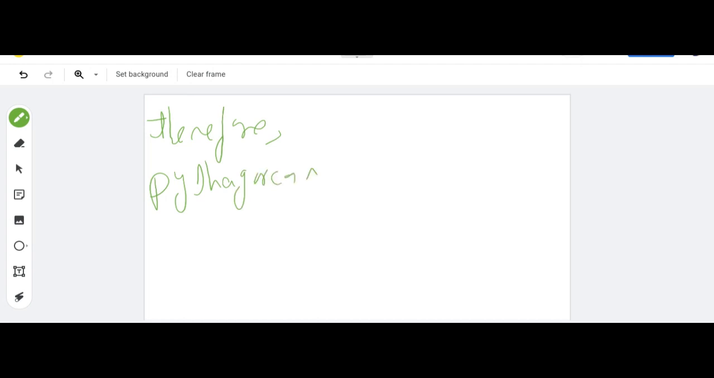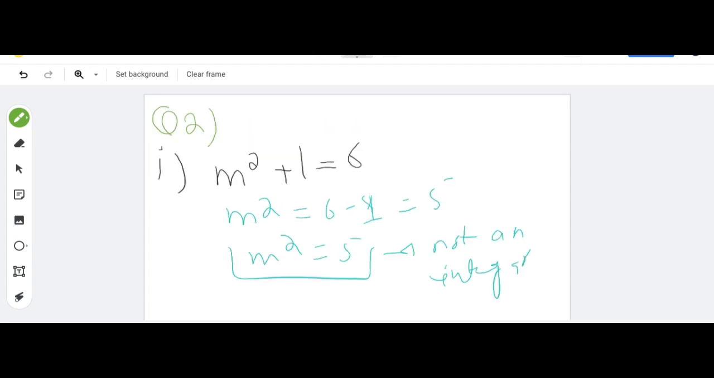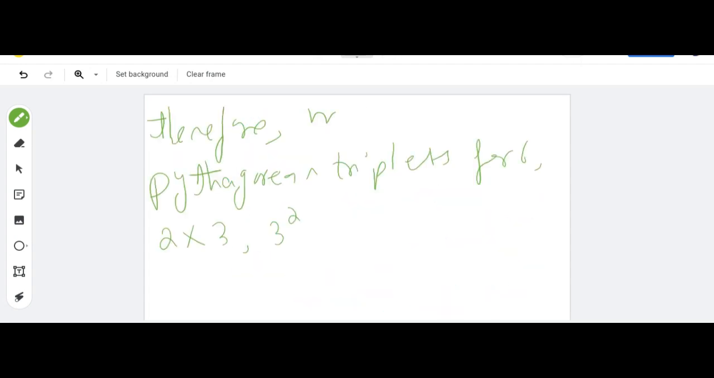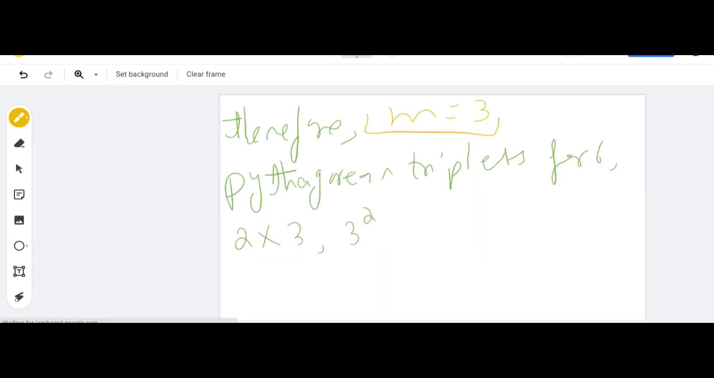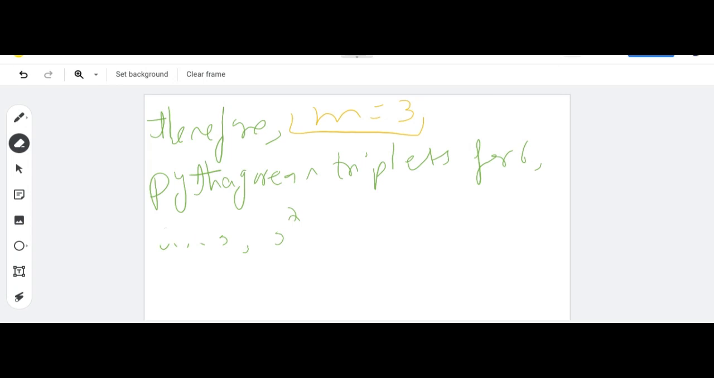Pythagorean triplets for 6. You can say that 2 multiplied by 3, because I just get the answer here. Look, I get the answer m is equal to 3 by solving. Where I get the m is equal to 3? From where I get this value? From here. I just put the value of m in each of the format. In which format? These. Each of the four.